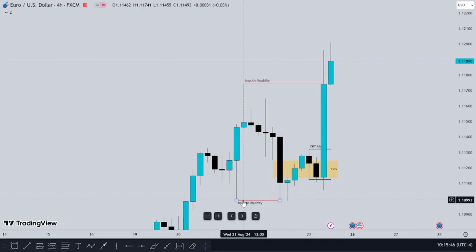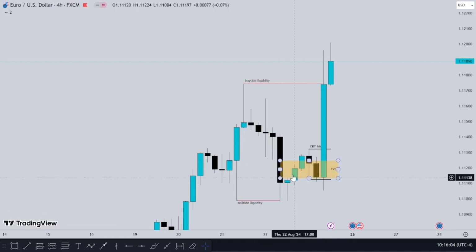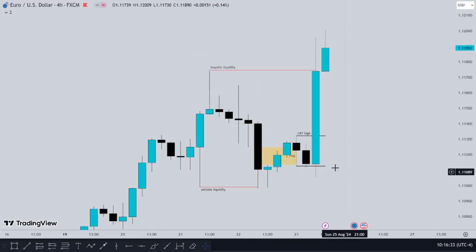First, we saw price run out the sell side liquidity. After the run on the sell side liquidity, price traded through this fair value gap, creating an inverse fair value gap during the process of trading through it. That gives you a confirmation that price might likely retrace into the fair value gap, making it an inverse fair value gap, if we're expecting higher prices to the upside.